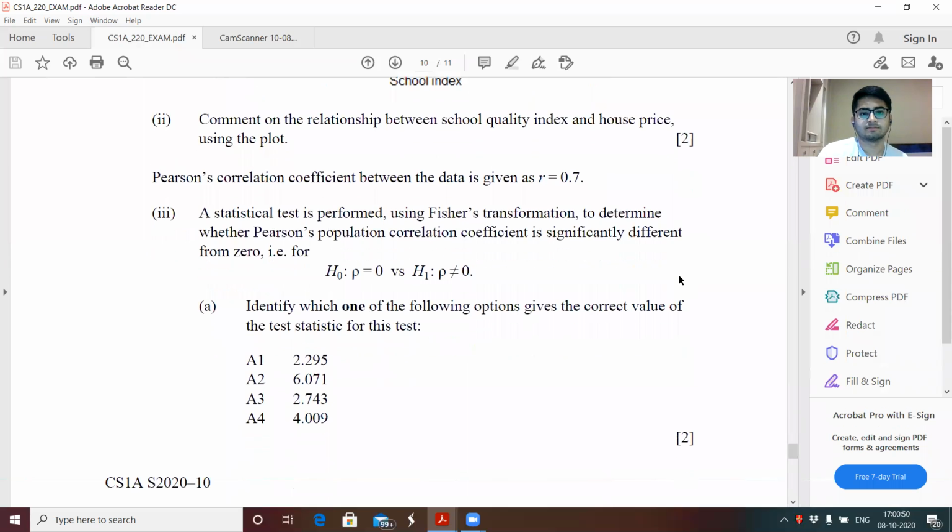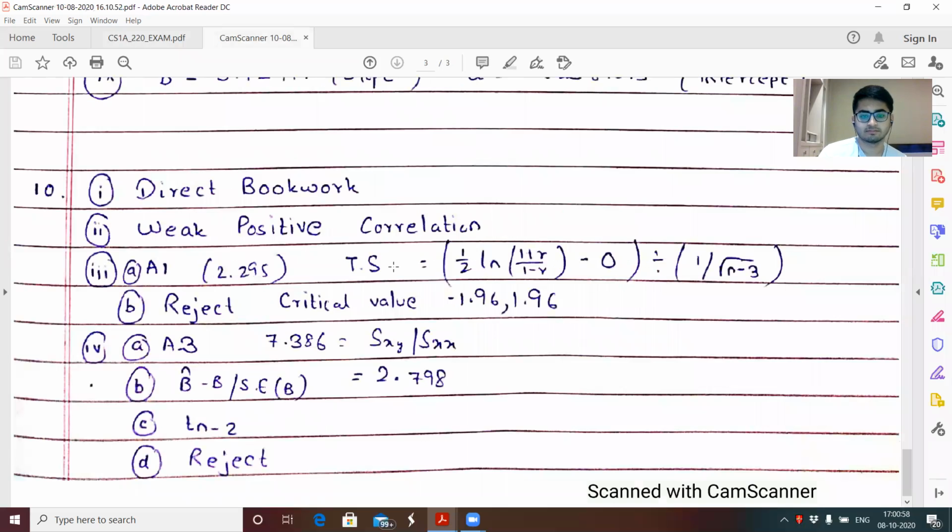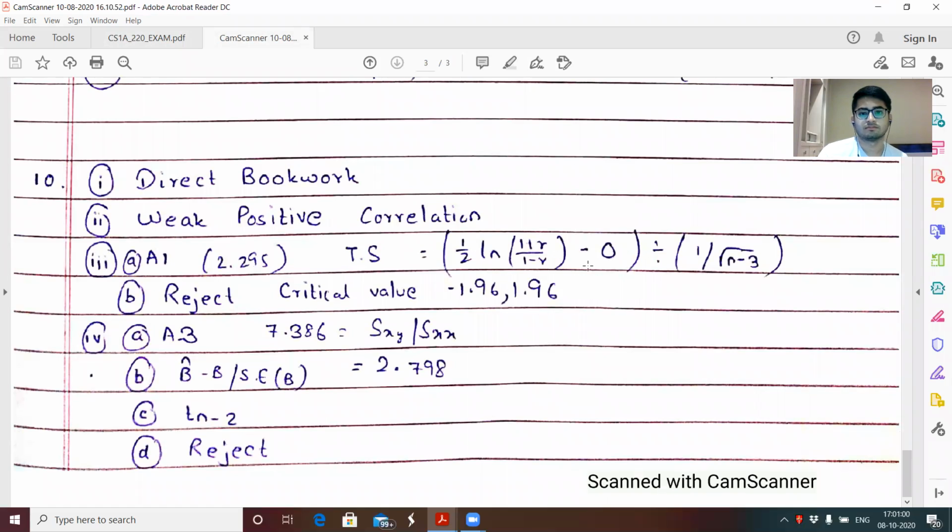Part 3 is performing the Fisher transformation test. So the answer coming out of the test statistic is 2.295. This is the formula. We would reject, as critical values are this. We are getting a value which is greater than the critical value. Therefore, we reject the test.